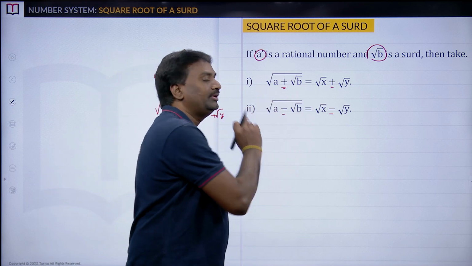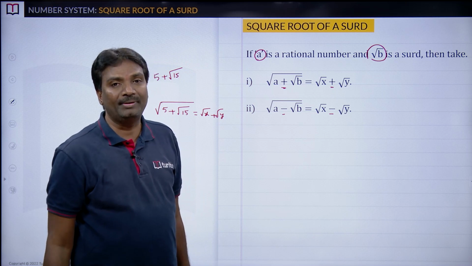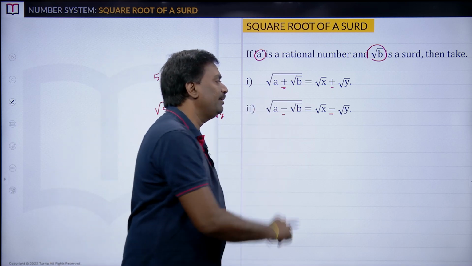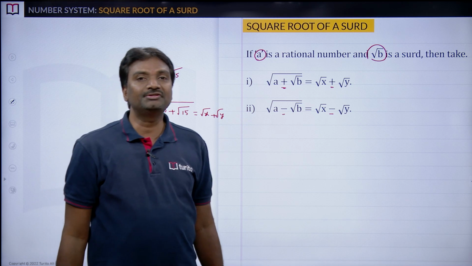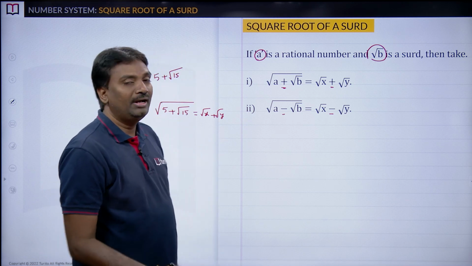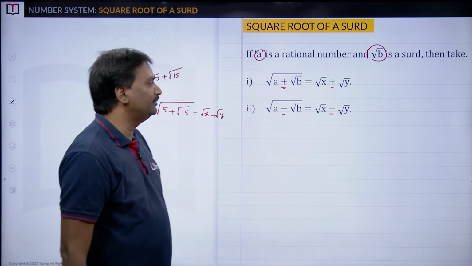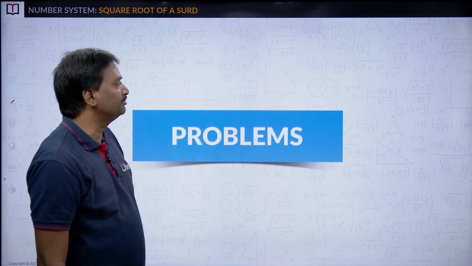If the given surd is of the form a minus root b, then take the square root of a minus root b equal to root x minus root y. Now let us do some problems related to this. Now we are doing the problems.